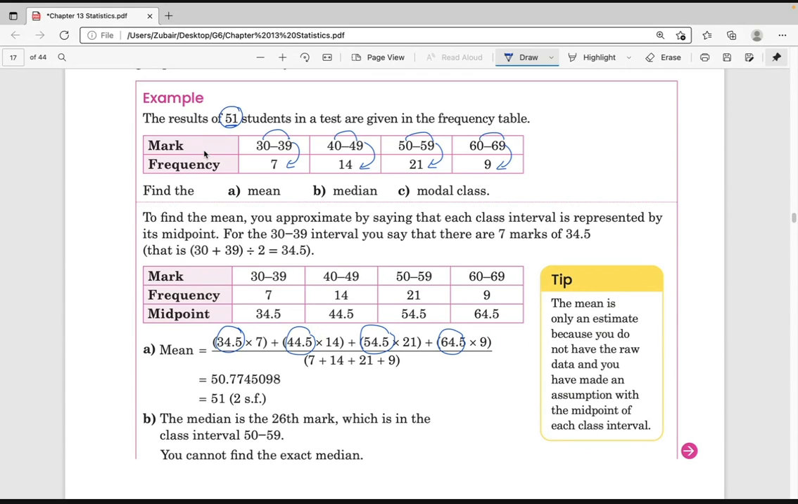Okay. I would go against this working, against this book's working, because if the total is already given, I don't need to write 7 plus 14 plus 21 plus 9.